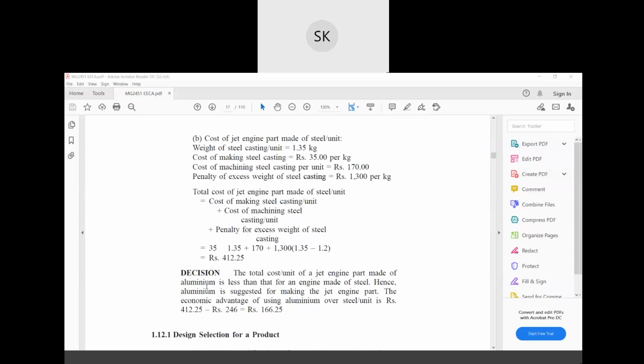Now, decision. The total cost per unit of a jet engine part made of aluminum is less compared to the steel. Hence, aluminum is suggested for making the jet engine part. Now, this is the part specified. Which material you are specifying, you have given. Now, what is the economic advantage of aluminum? You just take out the difference of the cost. This is your economic advantage.